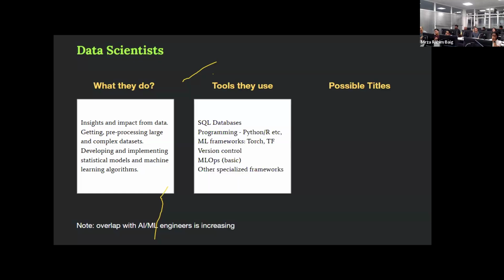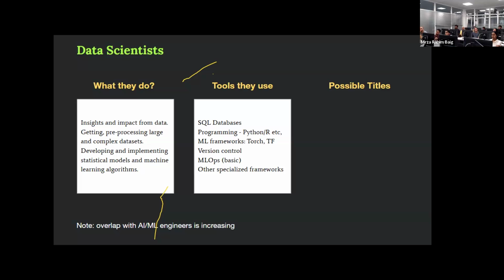Then what do they use? They also use SQL heavily. They use a lot of programming, like Python, R, or whatever. They use machine learning specific frameworks like Torch, PyTorch, TensorFlow, whatever. Because they also experiment with models and data, they have to use version control. They need to know a little bit of basic machine learning ops.